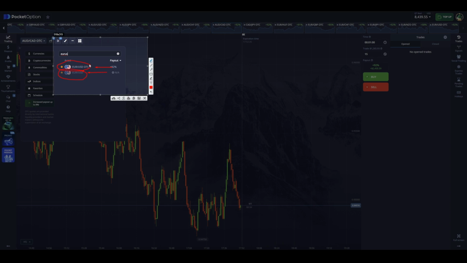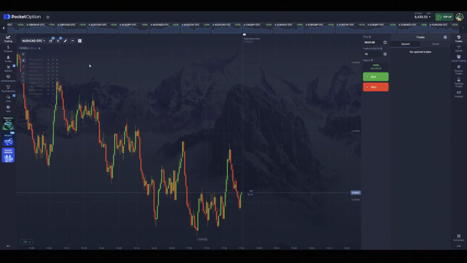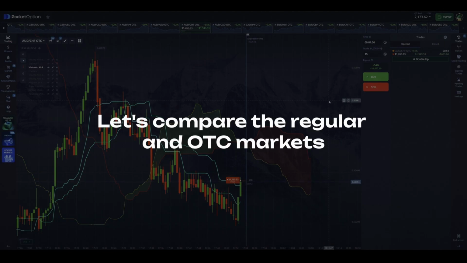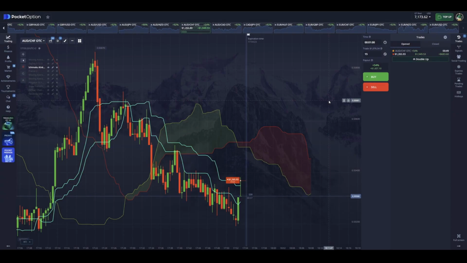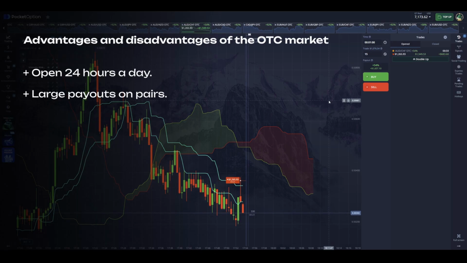Let's talk about the pros and cons of the OTC market. Let's look specifically at a comparison. So if we're looking at the pros and cons of the regular market versus the OTC market, let's go over the advantages first. A huge advantage of the OTC market is that it's open 24/7, meaning it operates around the clock. Another big plus is that it often offers higher payouts.